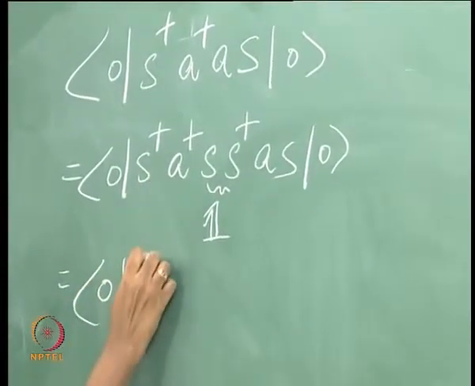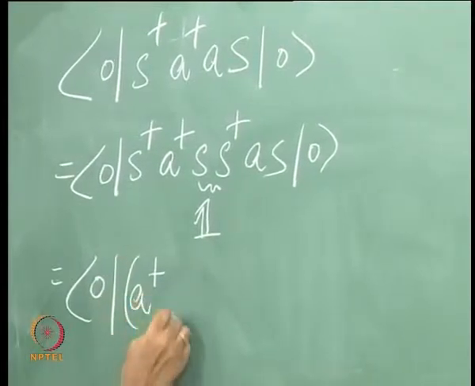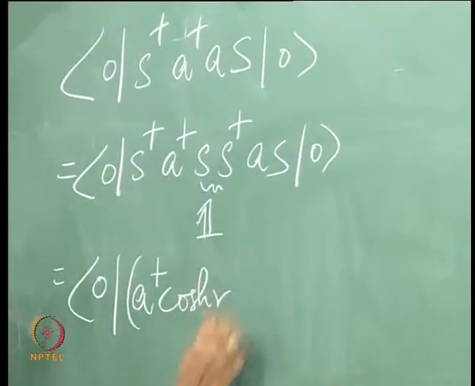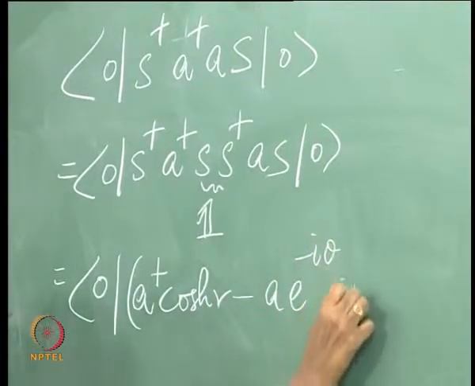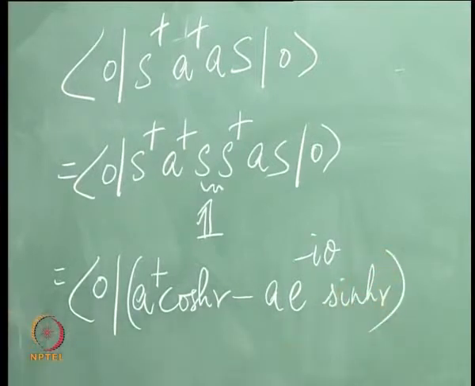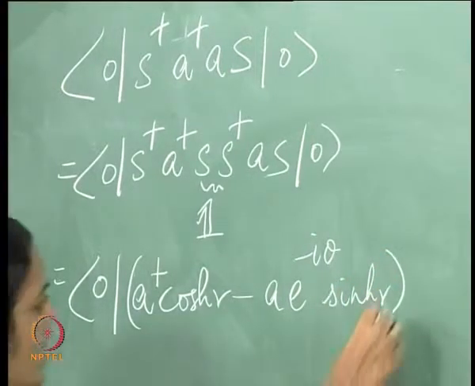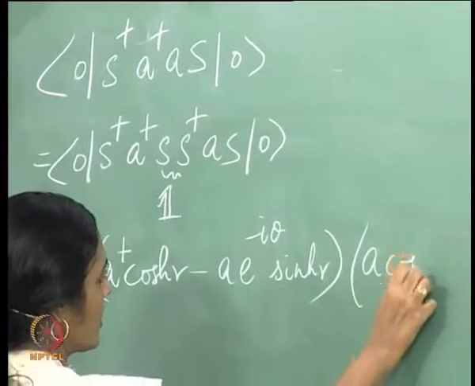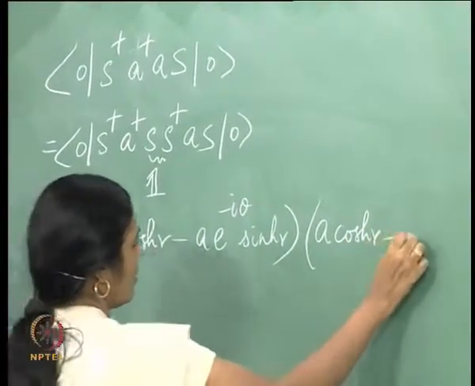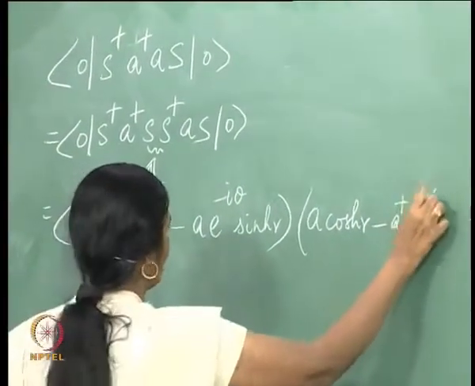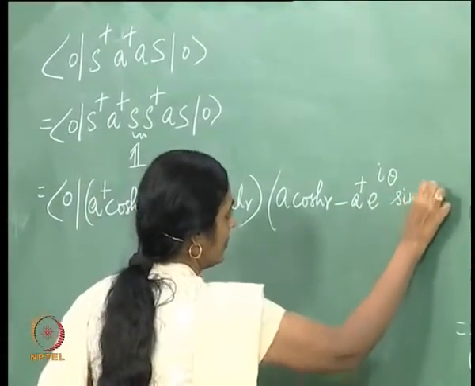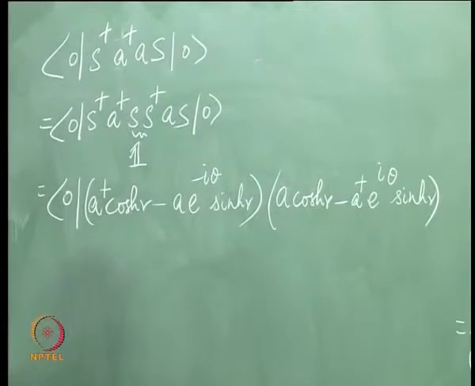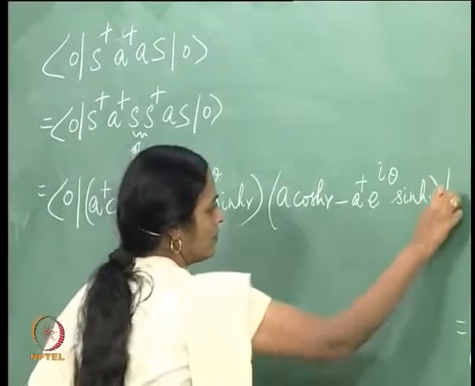Now, S†A†S is A† cosh r minus A e^(−iθ) sinh r, and S†AS is A cosh r minus A† e^(iθ) sinh r. And of course, there is a |0⟩.